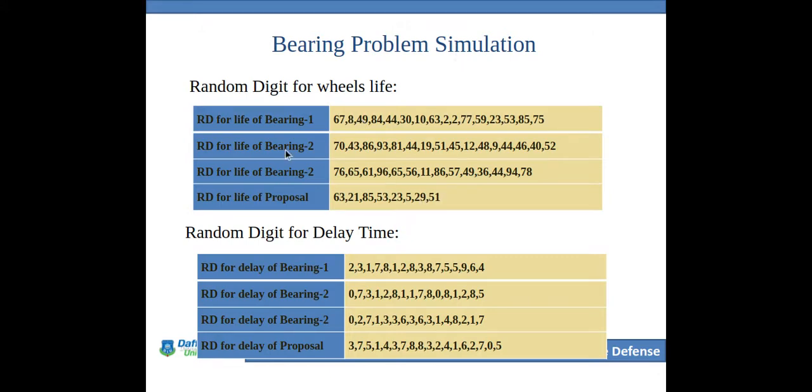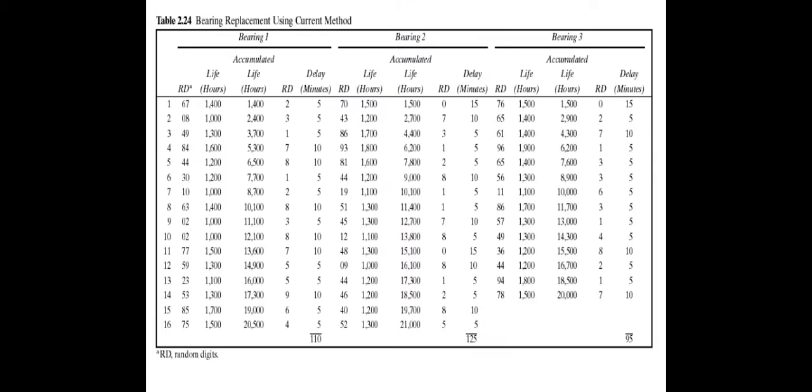Another table we get has the random digits of bearing 1, bearing 2, and bearing 3, and the proposal, which means replacing all three at a time. This is the proposal. All of these are random digits for bearing life, and these are the random digits for the delay time. So this is our final table. Now we will get the results after the simulation. Here are the random digits from these tables.